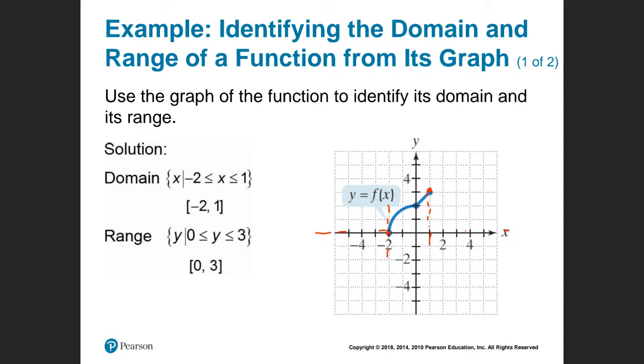So we can write down the domain: the set of all real numbers x such that -2 less than or equal to x less than or equal to 1. Or we can write it with interval notation. Because this is closed, use brackets. So bracket -2, 1 close bracket. Now range. Range is y.